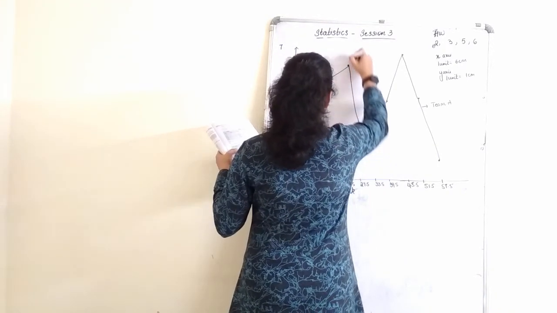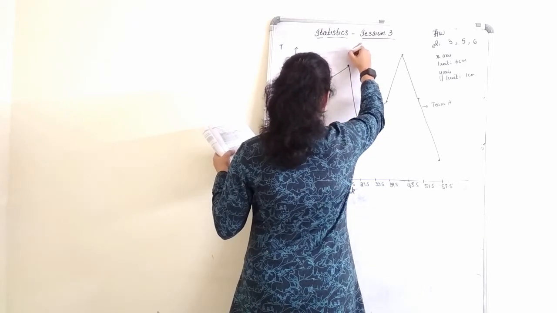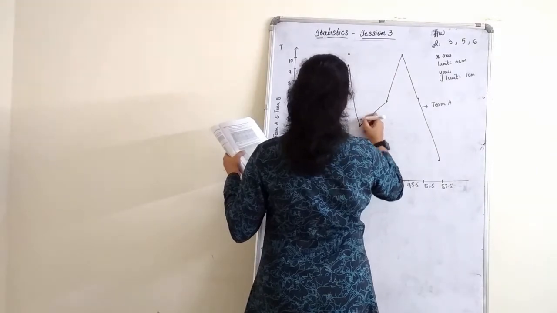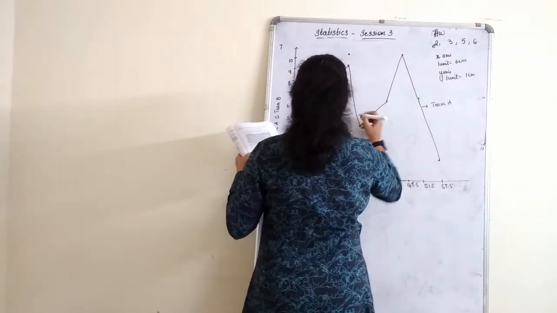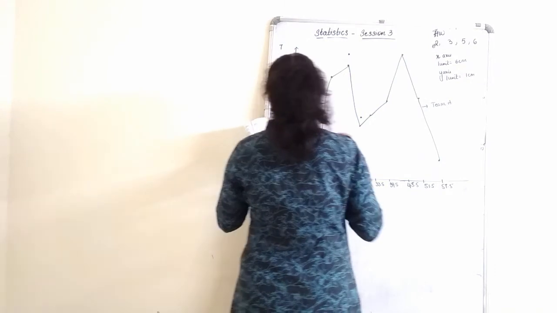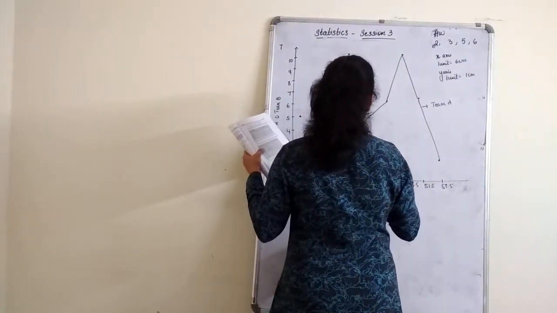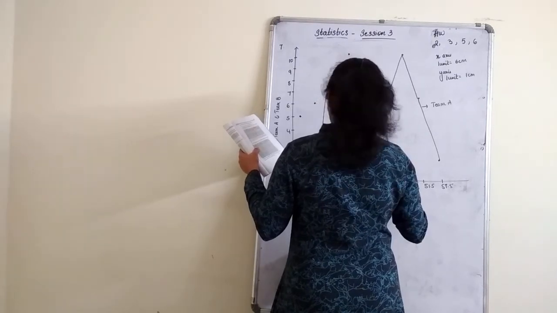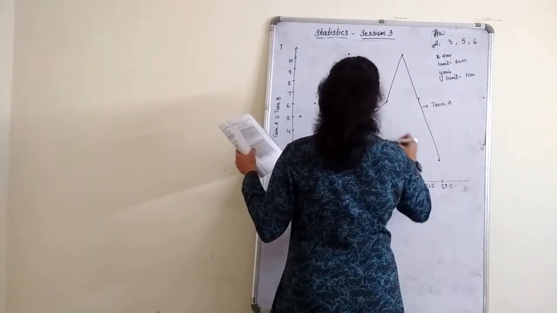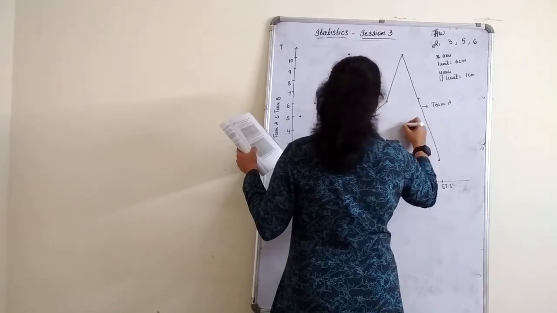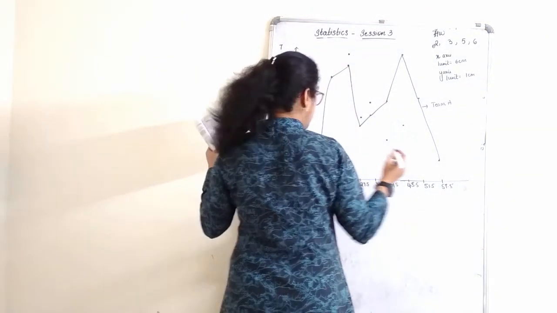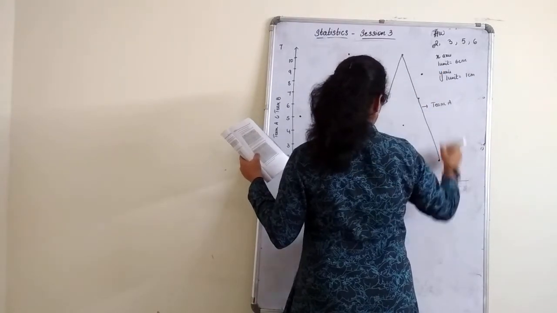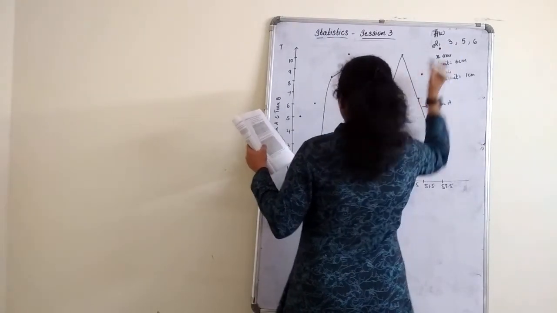Then we have 10. Then we have 5. Then we have 6, 3, 4. Then we have 6. Then 3. Then 4. 8. From here 8 will come somewhere here. And again you have 10.